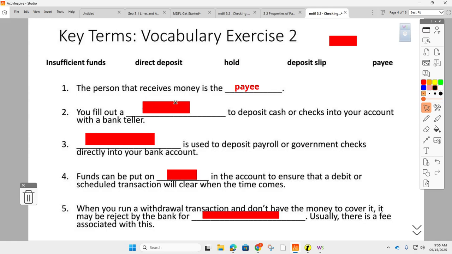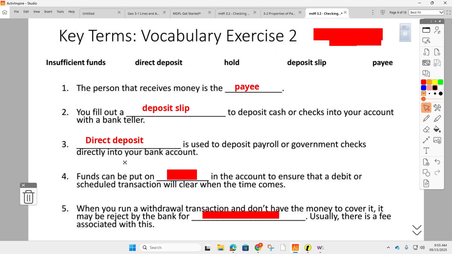You fill out a blank to deposit cash or checks into your account with a bank teller. What do we call that? Joseph? Yep. Deposit slip. Blank is used to deposit payroll or government checks directly into your account. So which one of these is directly into your account? Maggie? Direct deposit. Funds can be put on blank in the account to ensure that a debit or scheduled transaction will clear when the time comes.